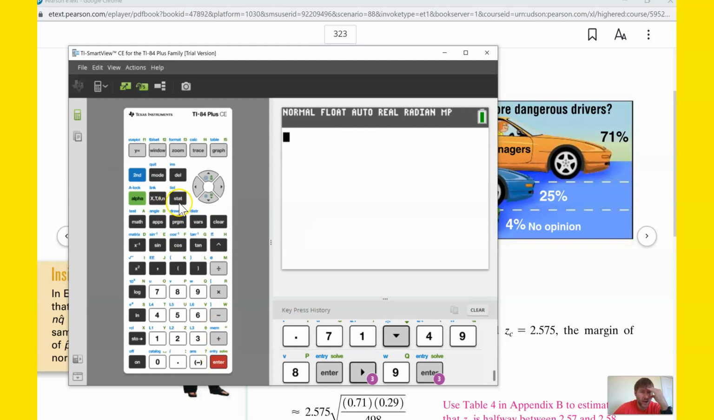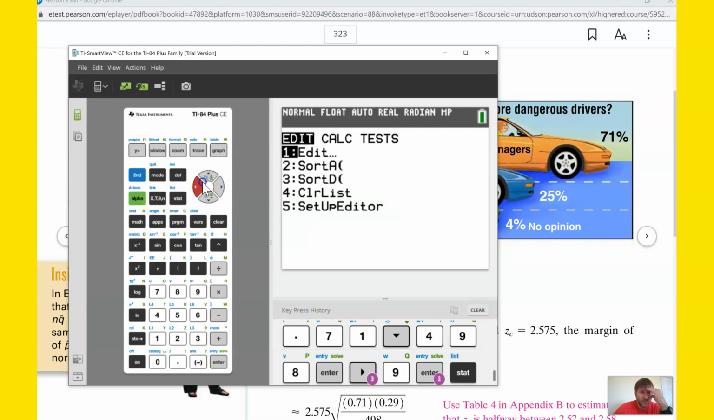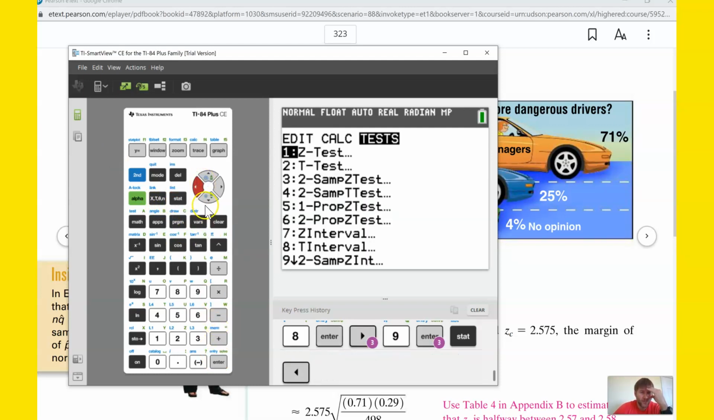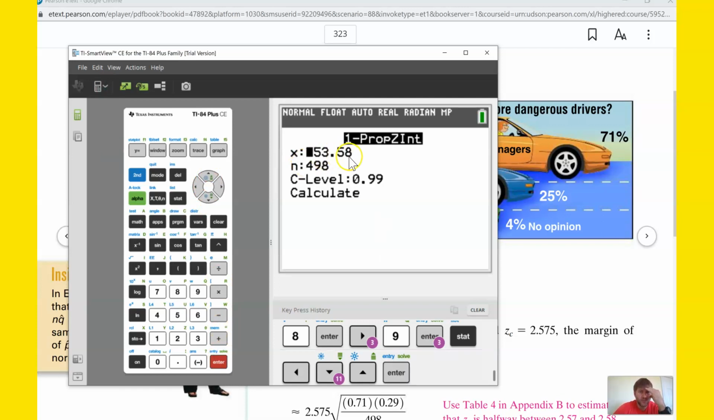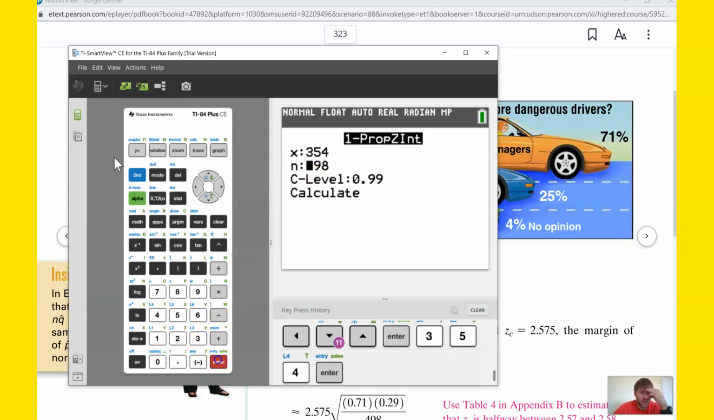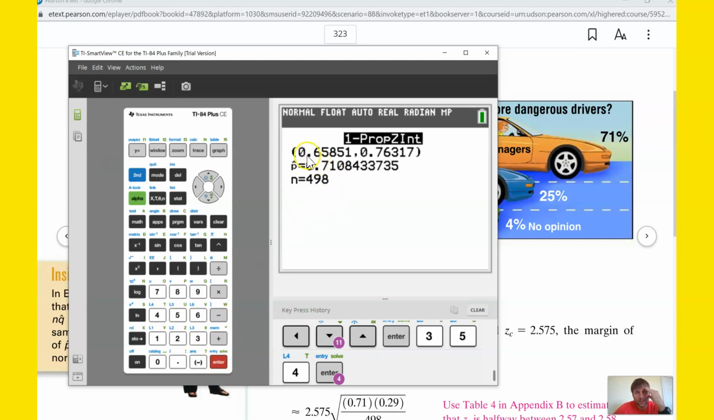I believe the reason we got an error there is because we put in a decimal. So we're going to need to round that. So instead of 3.58, let's just put 354. And calculate that. Now it gives it to me: 0.658 all the way to 0.763.